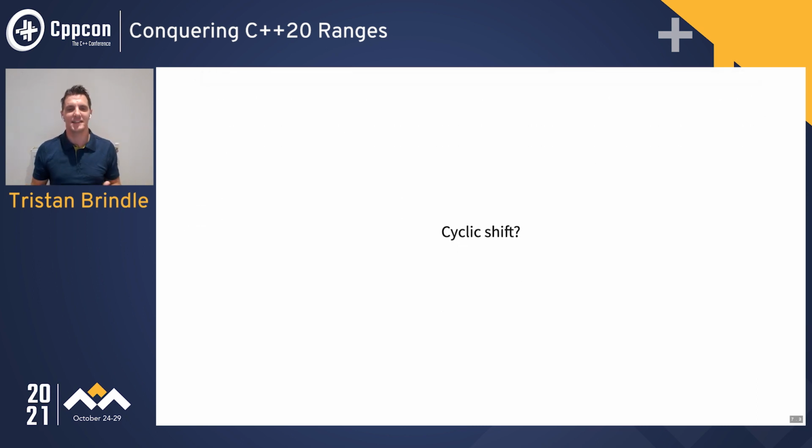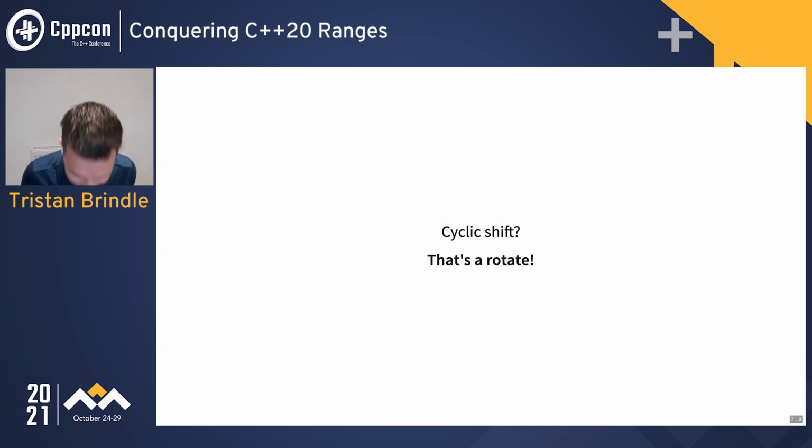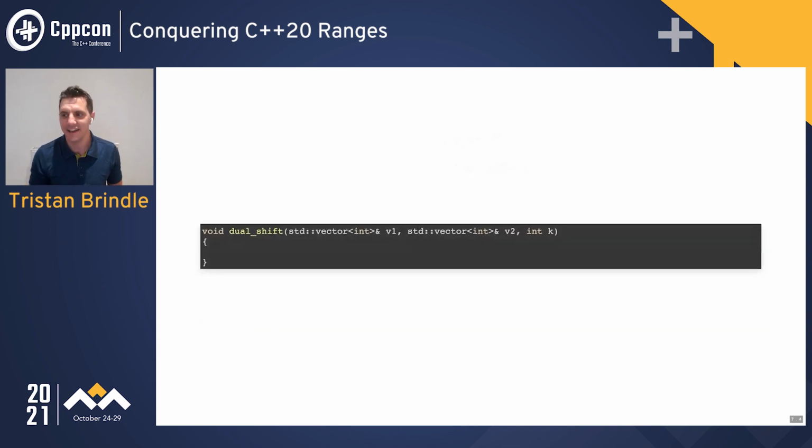So this is a cyclic shift. Cyclic shift, what's that? That's a rotate, of course. I can almost hear the groans over Zoom. If we're in person, I'd expect a large groan from the audience. As I said, it's been a long week. I do apologize. But hey, how do we go about writing a function to do this?